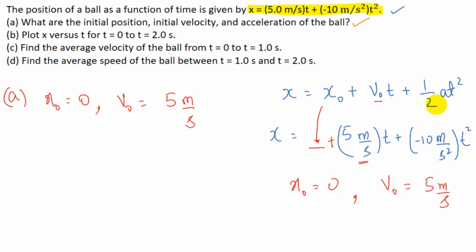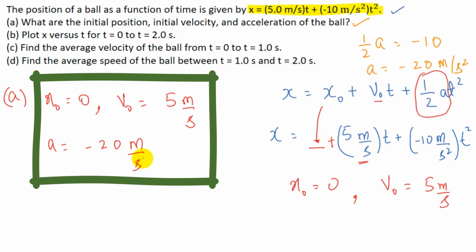Next, in place of half a, it is written minus 10 meter per second squared. If we compare these two things, 1 over 2 a is equal to minus 10, or we can write that a is minus 20 meter per second squared. So the acceleration is a equals minus 20 meter per second squared. This is the answer for the A part.